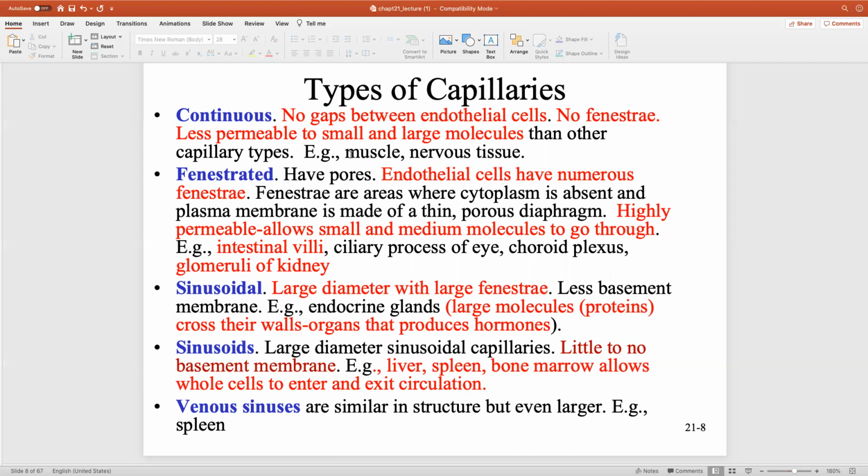Fenestrated capillaries. Now, with fenestrated capillaries, we start seeing fenestra. Fenestra are areas where the cytoplasm is absent and the plasma membrane is very thin and porous. They allow small to medium molecules through. We see it in the intestines. The walls of the capillaries in the intestines will be bringing in fats. It'll be bringing in monosaccharides.